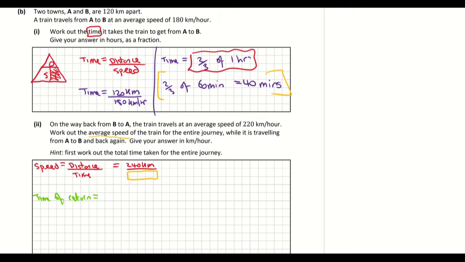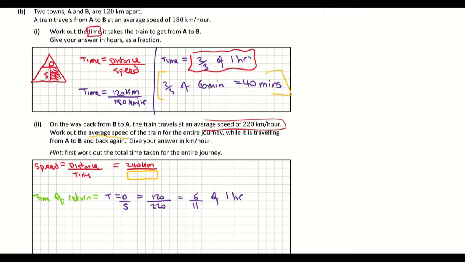So time is given as distance over speed. And the distance is 120 kilometers. That's from A to B. Now the speed, we're given in the question actually. You can see it here. It says that the train travels at an average speed of 220. So we're going to do 120 over the average speed of 220 kilometers per hour. Simplifying that down, we get 6 over 11. So 6/11 of 1 hour, basically, is what it's saying.